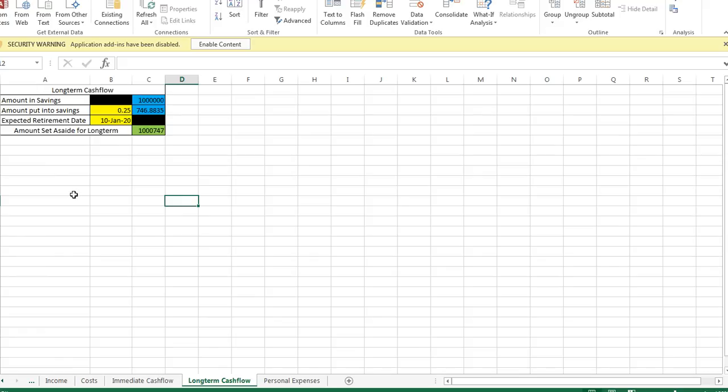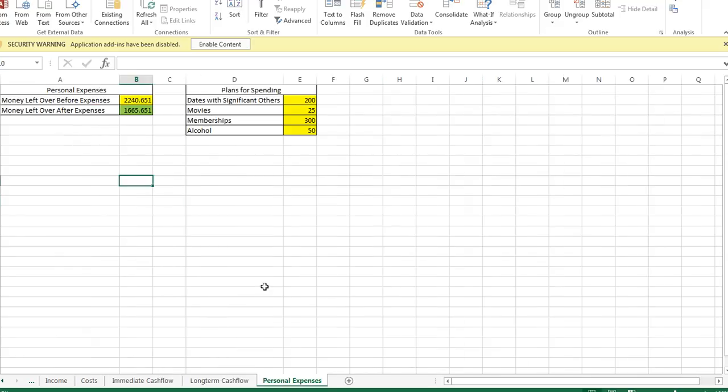Your long-term cash flow counts how much you have into savings, how much you're going to put into savings from this current income, and then what's your retirement date and how that will affect your long-term financial goals. And lastly, we have personal expenses. So that will be how much money is left over after expenses and how much you put into savings. That's the money left over.